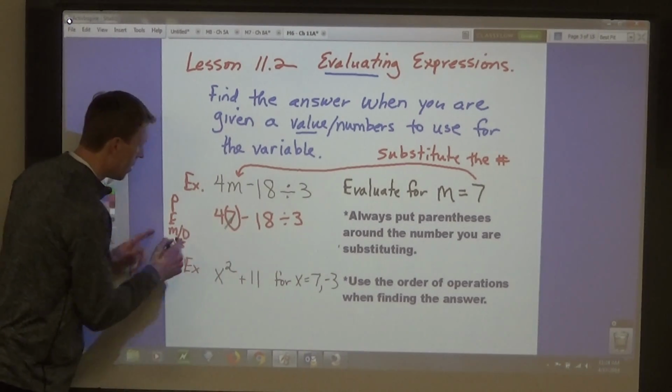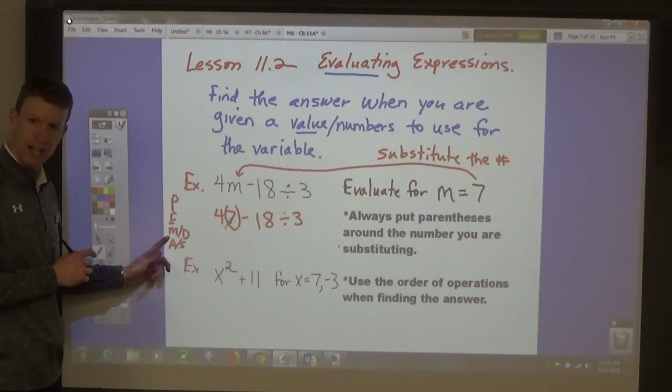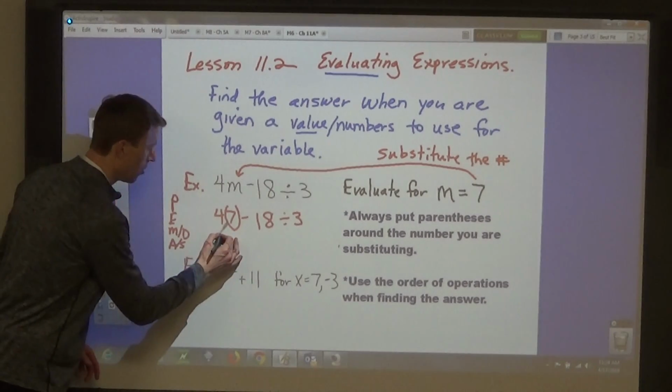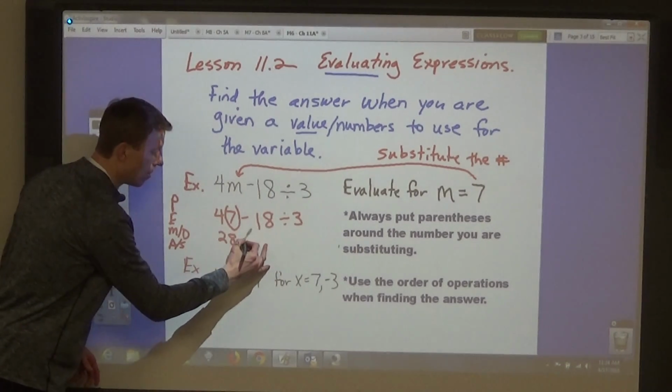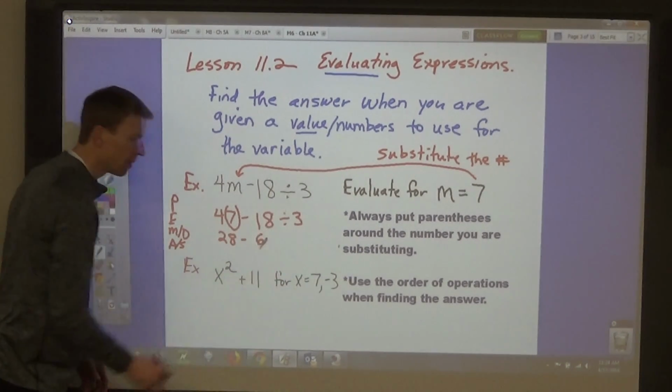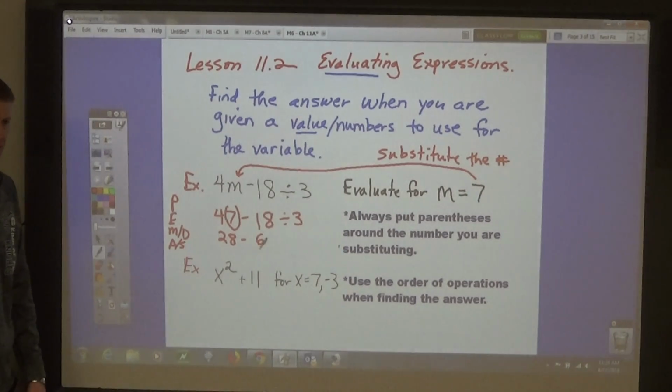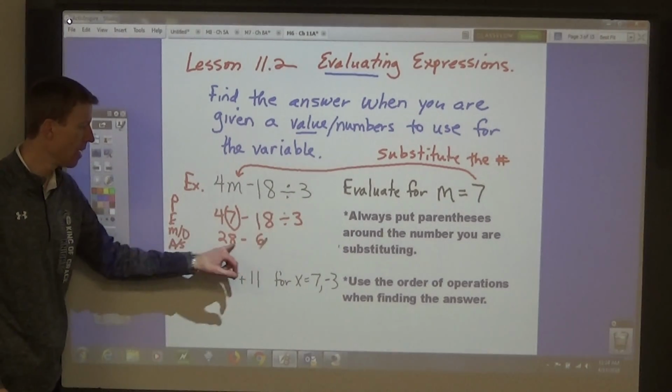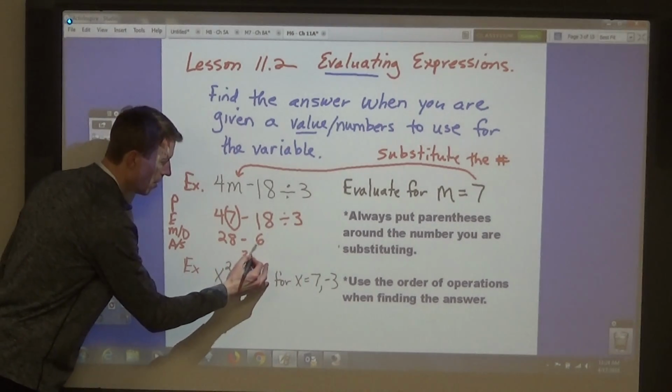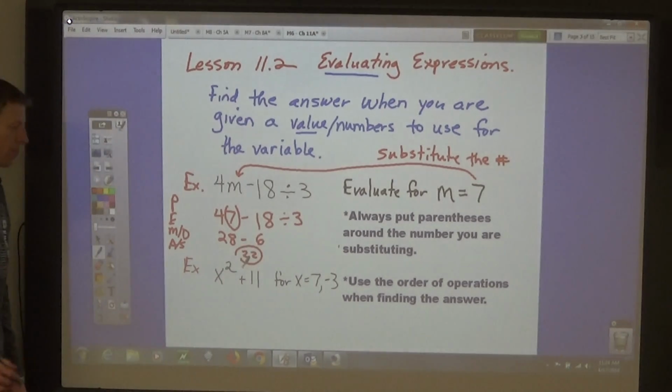So there are no exponents, we can go to the next step. Multiply and divide in order from left to right. So this is 28 minus 6, right? 18 divided by 3 is 6. And then subtract, and you get 22. Now sometimes you're given more than one value to put in. Then you have to do this twice, separately, and then circle your answers.